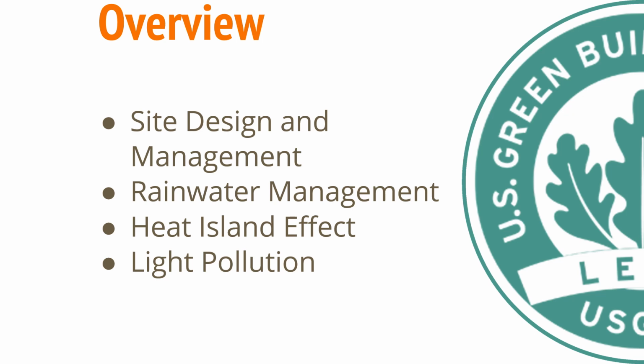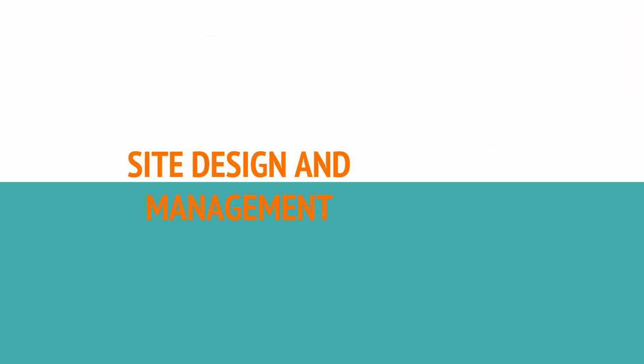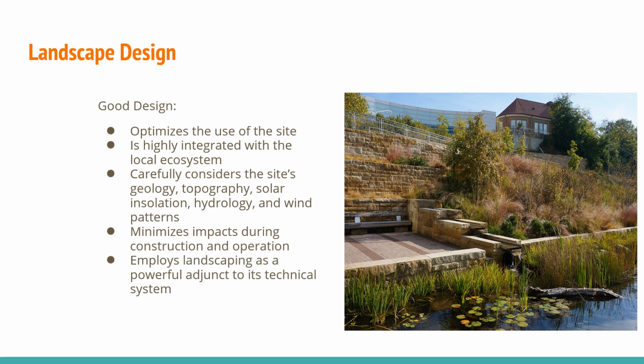So let's get started. Starting off, we have site design and management. Landscape design has a couple of tenets. Good landscape design optimizes the use of the site. It's integrated with the local ecosystem, and it carefully considers the site's geology, topography, solar insolation, hydrology, and wind patterns.